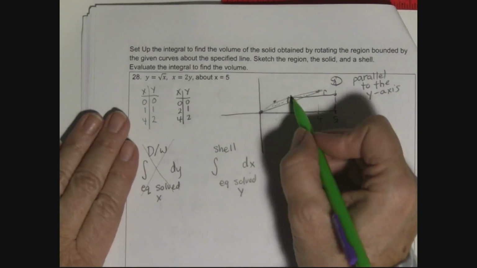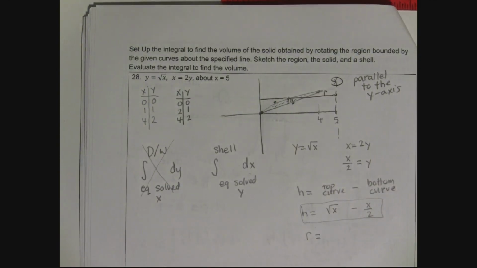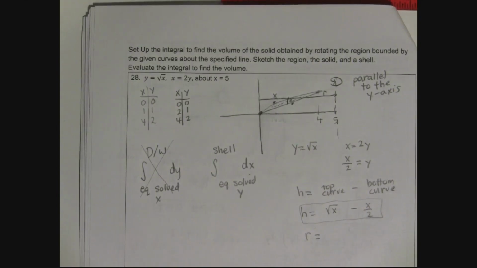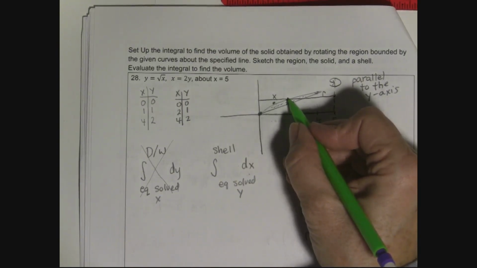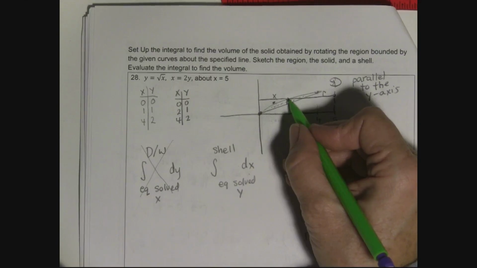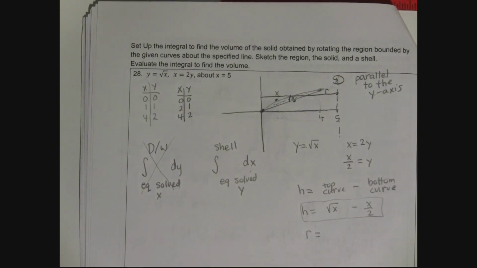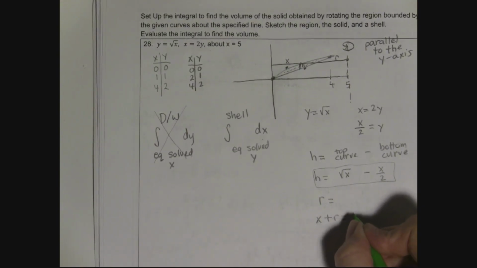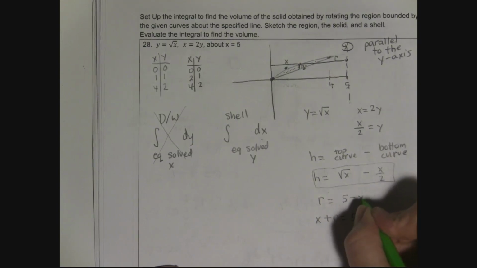So this distance right here, just going straight over to the y-axis, is called x. And the distance from the y-axis to here is called x. That's always called x, from the y-axis out to any point. Then from h to the axis of rotation is called r, and we know that distance is 5. And we know that x plus r equals 5, and I want to solve for r. So 5 minus x is r.